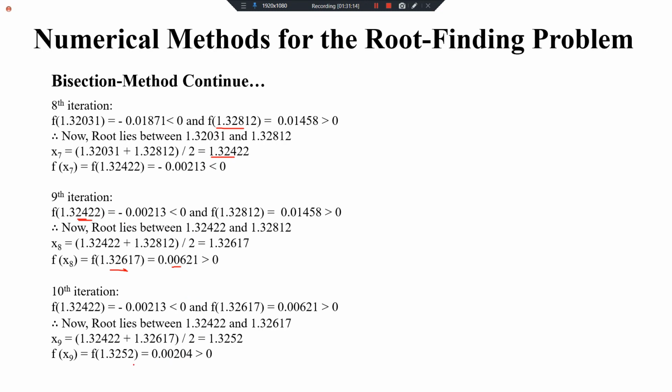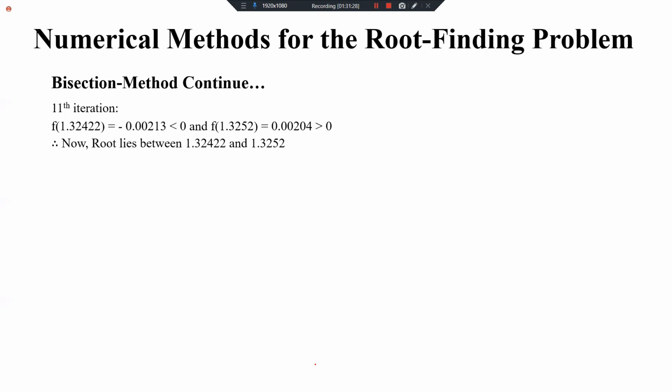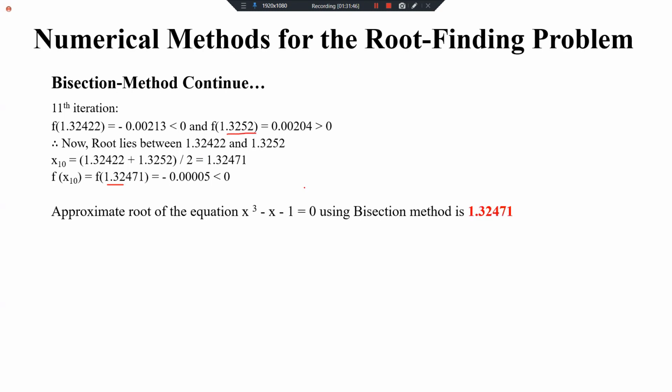Here, again, it is positive. That means for the next iteration, your value is between these two. Now this is negative value. So your root is between these two. And we are not going to iterate more because you can see your fx value is almost 0. Okay, it is 0.0005. We can assume that this is 0, and your root is this one.